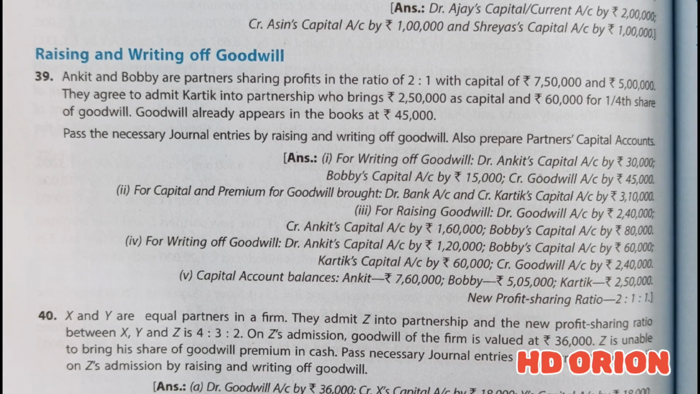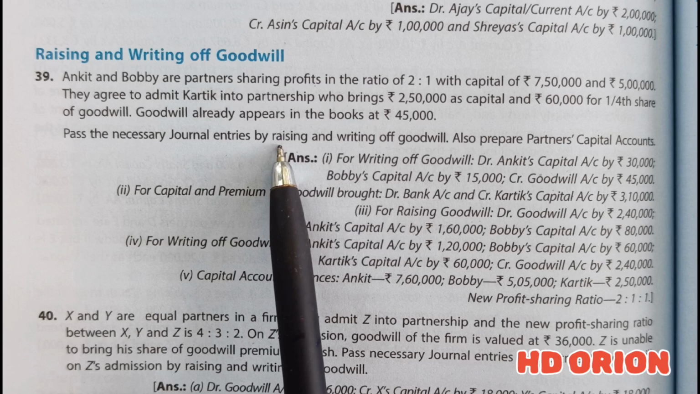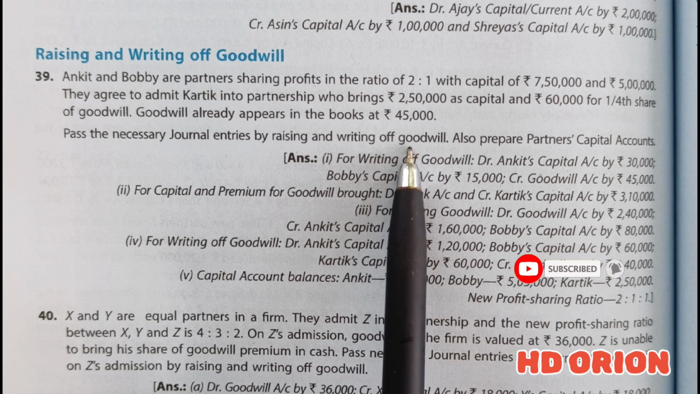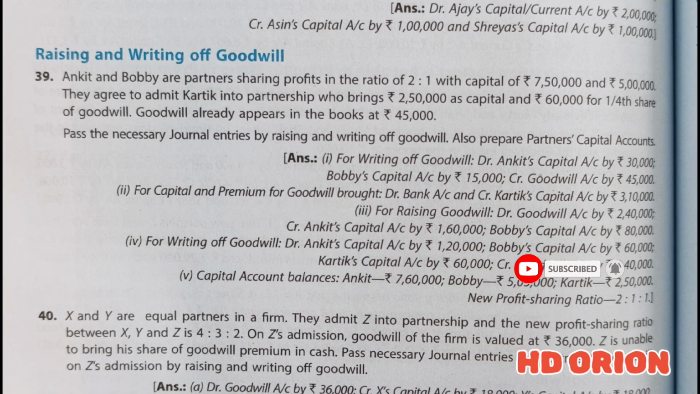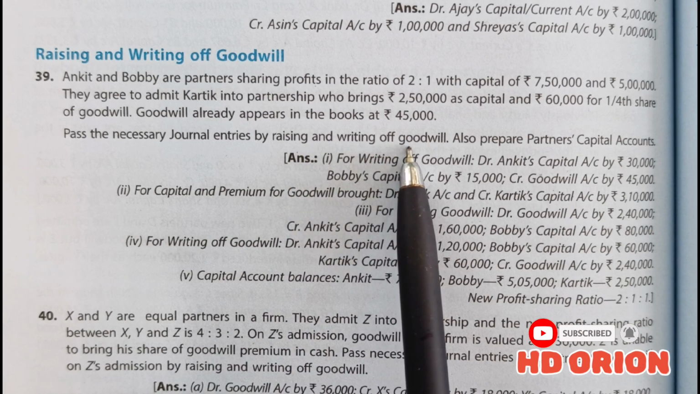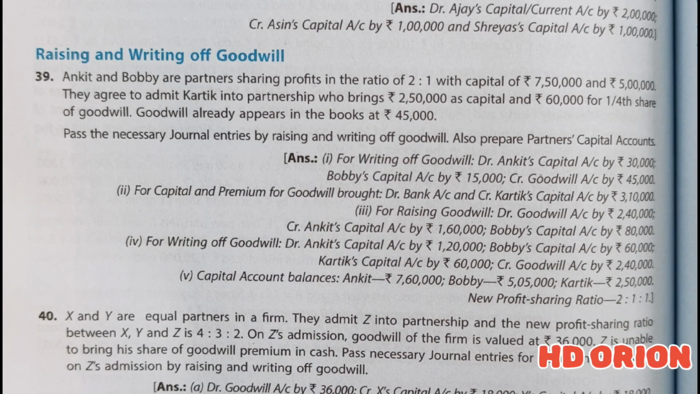Now one should bear in mind that unless it is asked in the question to raise and write off the goodwill, we should not do this. Then what should be the treatment? The treatment of goodwill should be in sacrificing and gaining ratio, as we have done in the previous questions. Here, the question itself is asking us to raise and write off the goodwill, and therefore we will do it accordingly. Let us see the solution.